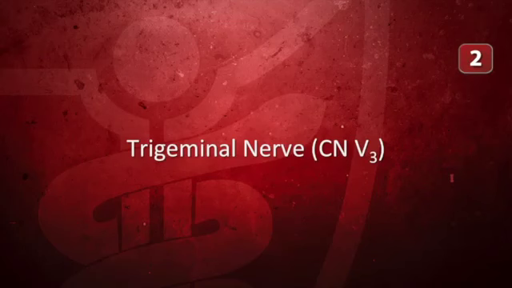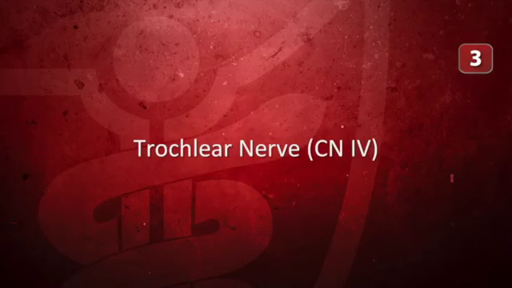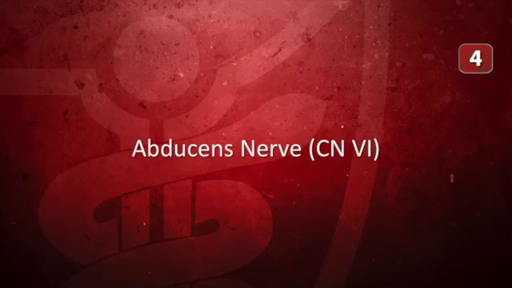All right, let's get going. Which nerve supplies sensory innervation to the face? That's going to be the trigeminal nerve. Next, which nerve innervates the muscles of mastication, so chewing? That's going to be the mandibular division of the trigeminal nerve. Next, what is the only cranial nerve arising from the dorsal aspect of the brainstem? That's going to be the trochlear nerve. Next, which cranial nerve is responsible for communicating motor information to the lateral rectus muscle of the eye? That's going to be the abducens nerve, number 6.